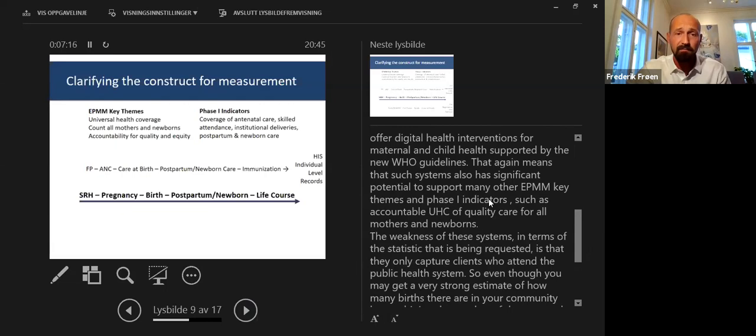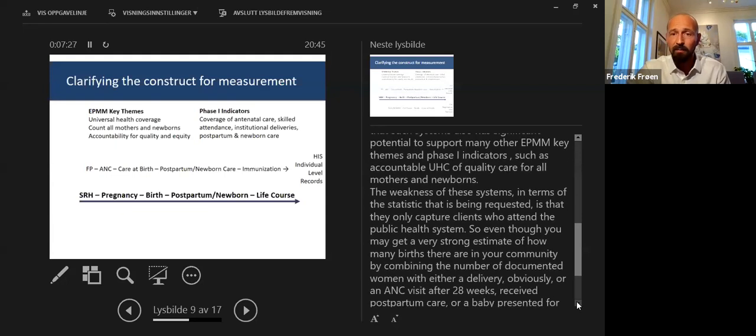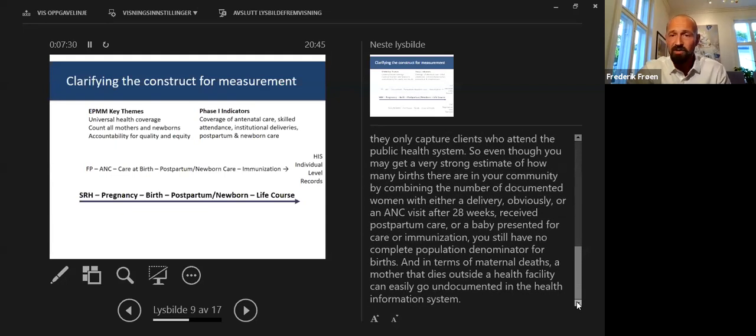The weakness of these health information systems of individual records, in terms of the statistics that are being requested, is that they only capture clients who attend the public health system. So even though you can get very strong estimates of how many births you have in your community, for example, by combining the number of documented women with either a delivery, obviously, or an antenatal care visit after 28 weeks, or received postpartum care, or a baby presented for care or immunization, you still have no complete population denominator for birth. And in terms of maternal deaths, a mother that dies outside a health facility can easily go undocumented in the health information system.